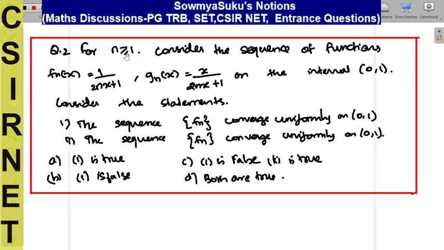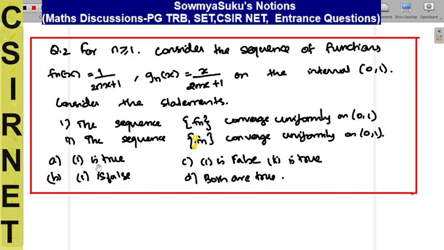Second question. For n greater than or equal to 1, consider the sequence of functions f_n(x) = 1 divided by 2nx plus 1, g_n(x) = x divided by 2nx plus 1, on the interval x belongs to (0, 1). Two statements are given. First, the sequence f_n converges uniformly on (0, 1). Second, the sequence g_n converges uniformly on (0, 1).